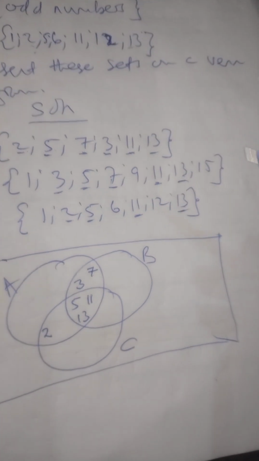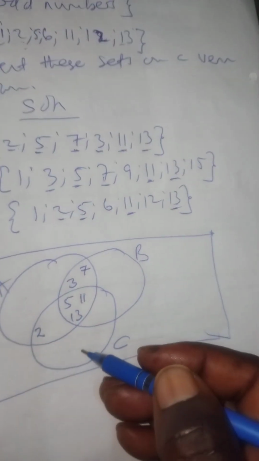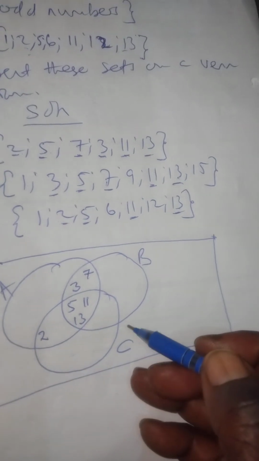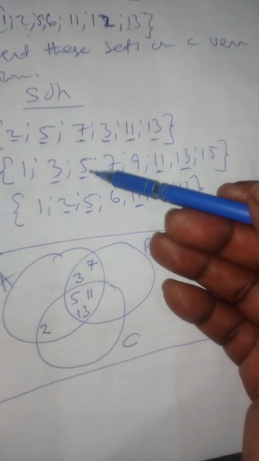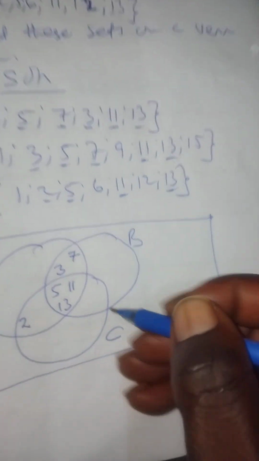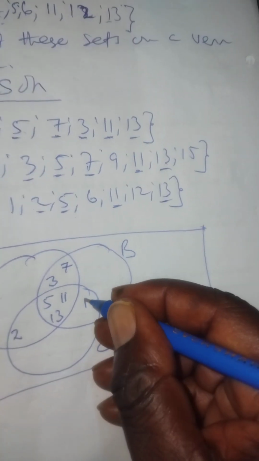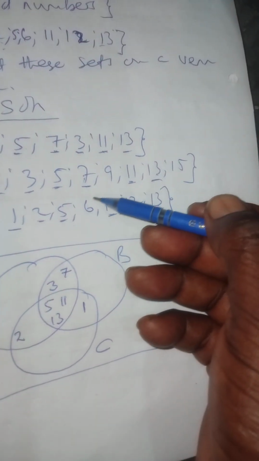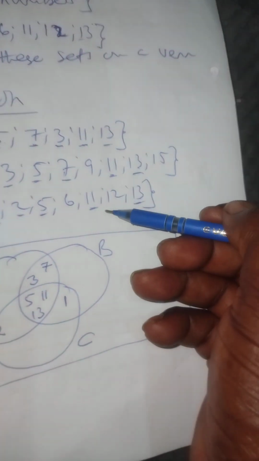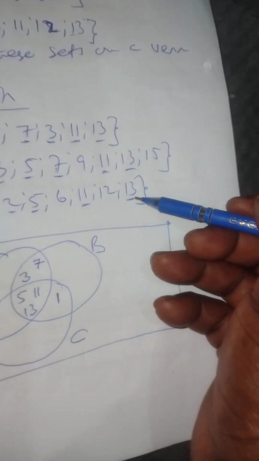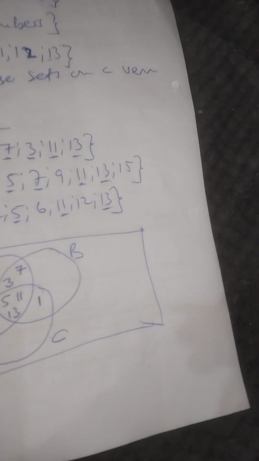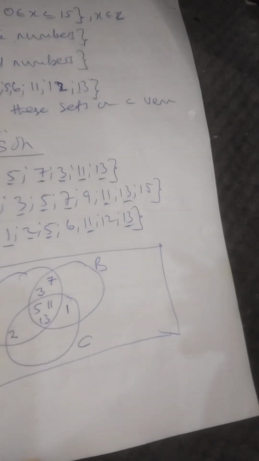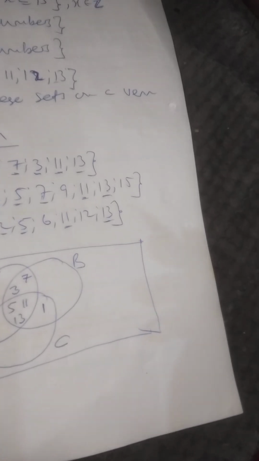Right. Then what is found in B and C? 1, 1 is there. I record it here. Mark it out. 9, no. 12, no. 10 is already recorded there. So that is the only number which is found in both B and C.